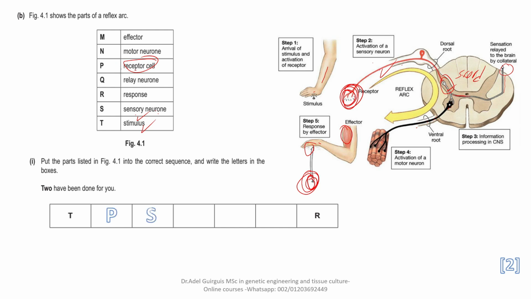Okay, then the sensory neuron, letter S, then letter Q, the relay neuron. Then N, where N is the motor neuron, then R, the effector, as the muscle contracts to move our hand away from the pen. Okay, the sequence represents the steps of the reflex arc.